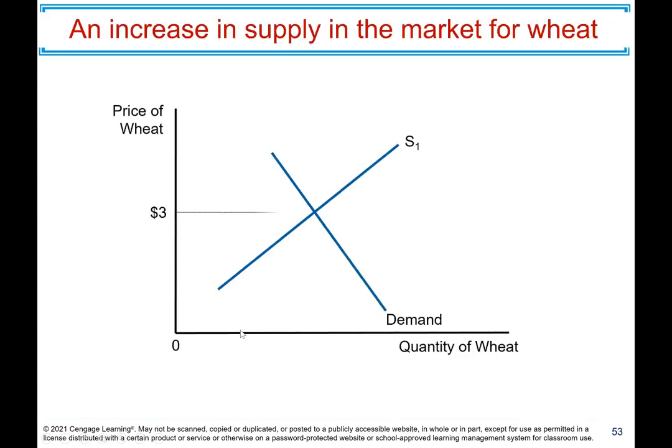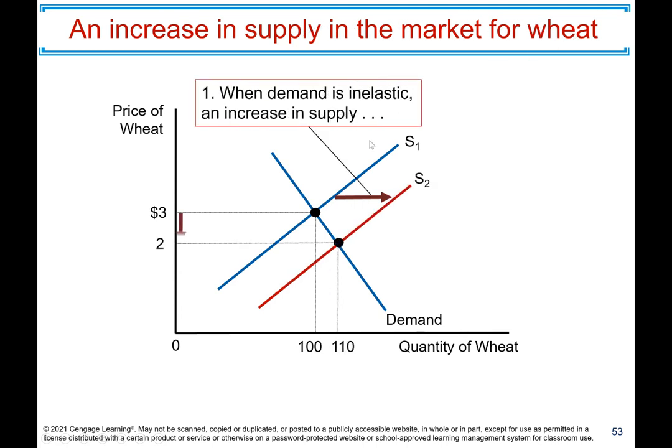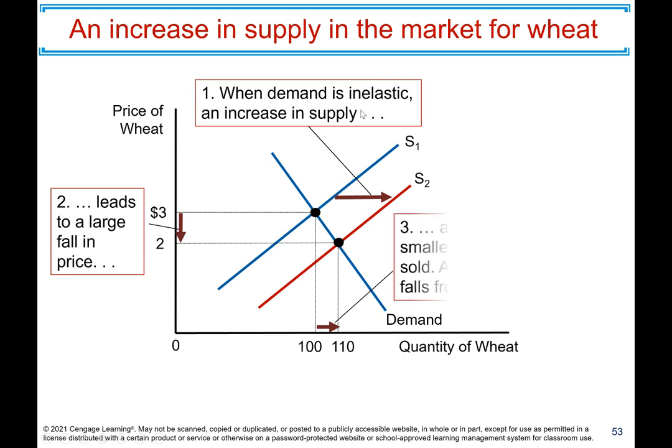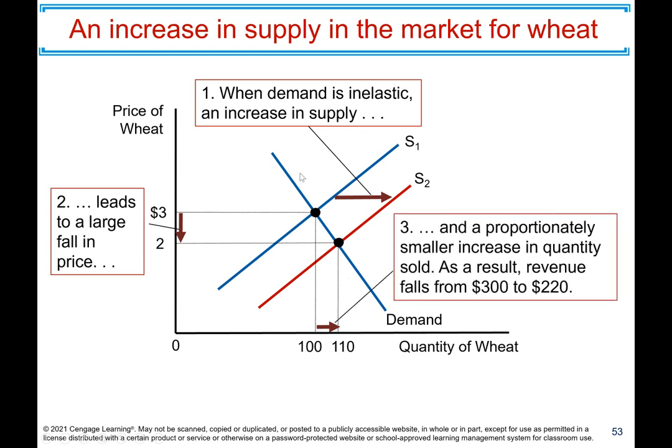Think about that. An increase in supply in the market for wheat. When demand is inelastic, an increase in supply leads to a large fall in price. Price goes from 3 to 2, and a proportionately smaller increase in quantity sold. As a result, revenue falls from 300 to 220.